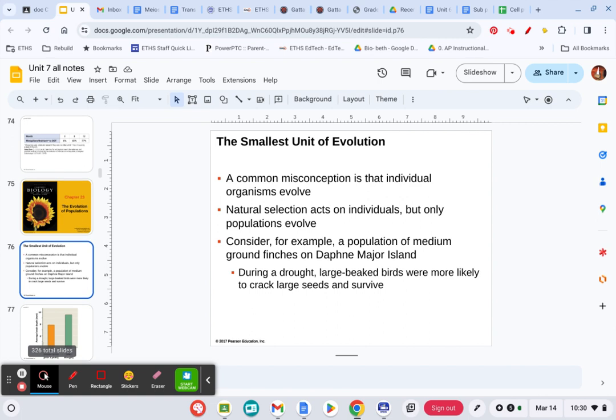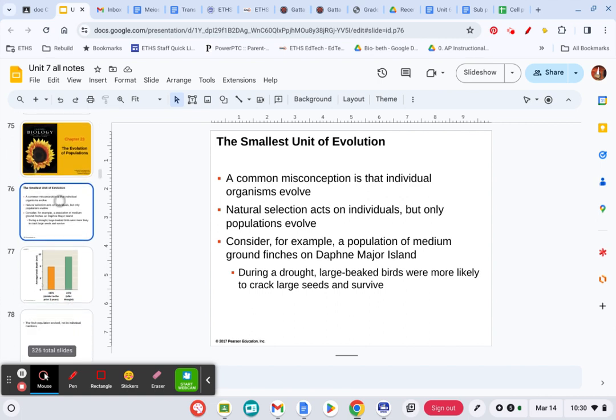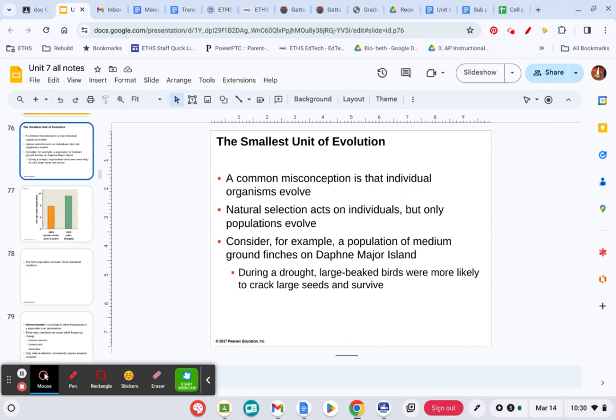Okay, next chapter. This is on populations and how populations change over time in an environment. One of the very common things that they're really subtle about testing you on is the idea that organisms don't evolve, populations do. Right? So you're not going to evolve over the course of your lifetime. You may pick up things that are environmental, but those things are not going to be passed on. So natural selection works on individuals, but it's only the populations that evolve.